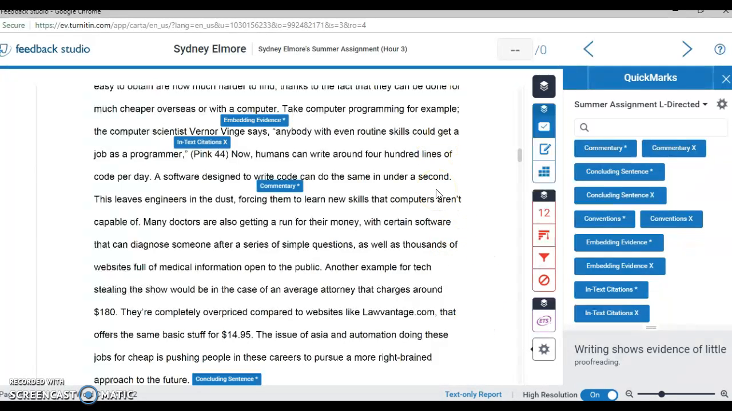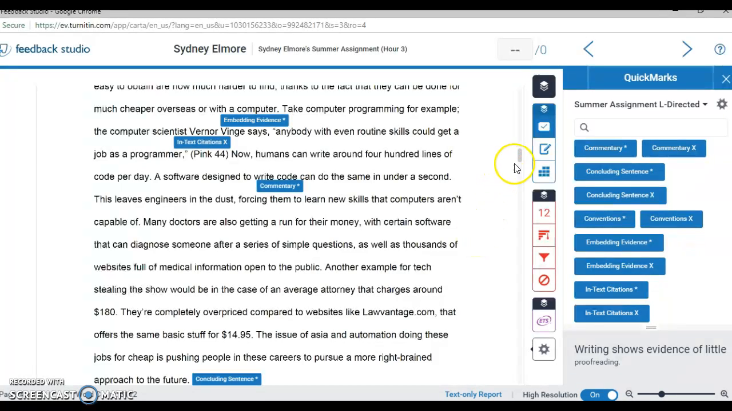That also sort of affected your commentary. So I thought that you had really good commentary about the quotes that you had. Like I liked how you said, basically, this is why L-directed thinking doesn't work and people have to learn new skills. But again, without a second piece of evidence, I didn't really have a second piece of commentary to evaluate. So again, that would be a great thing to go back and revise.